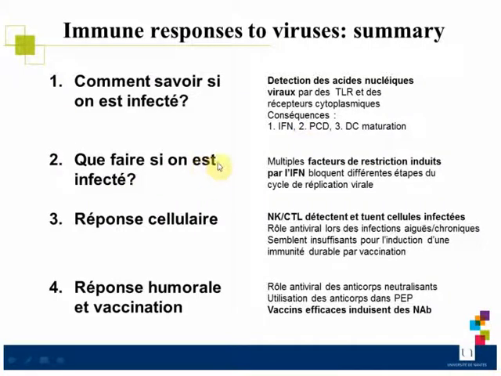What do you do if you're infected? Well, secrete interferon, and this will induce restriction factors that will help the surrounding cells to resist viral infection. Cellular response, the main role of NK and CTL is to detect and kill infected cells. You just answered the question, so I don't need to say this. Doesn't seem to really work for durable protection induced by vaccination. Works in animal models, doesn't seem to work in human cases.